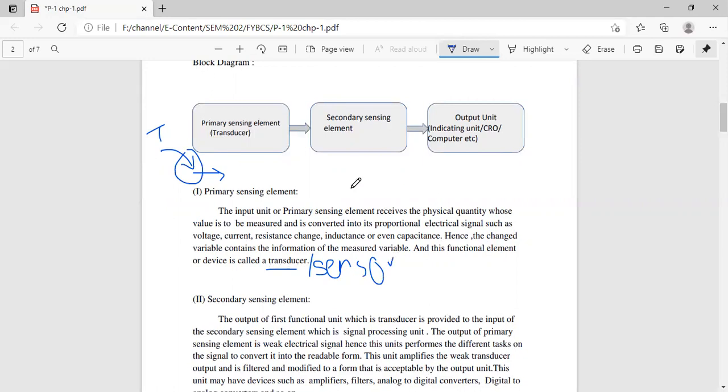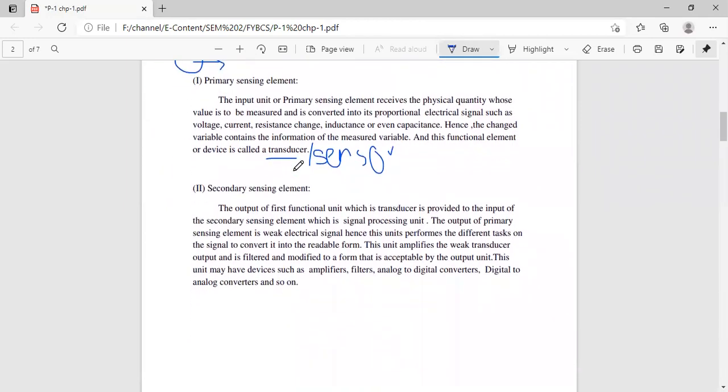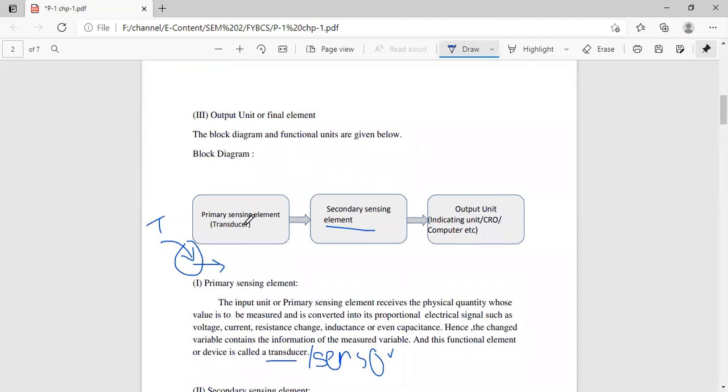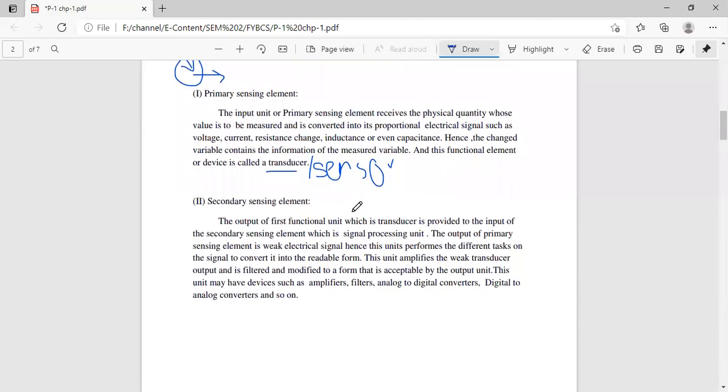After that, we are going to study the secondary sensing element, the second block of the block diagram. The output of the first functional unit, which is the transducer, is provided to the input of the secondary sensing element. It is an obvious thing, the output of the first stage is connected to the input of the second stage. Simple as that. The output of the primary sensing element is a weak electrical signal. Hence, this unit performs different tasks on the signal to convert it into a readable form.